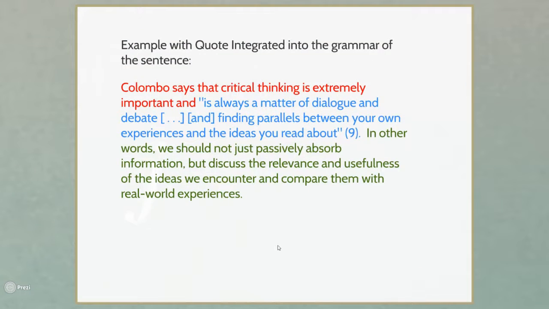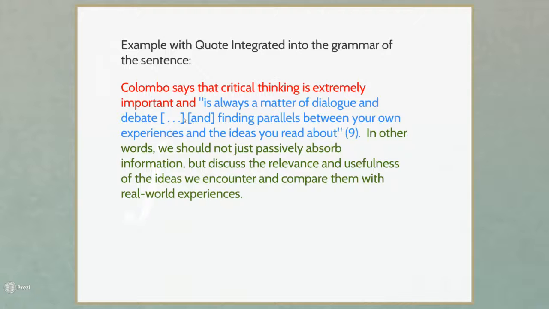Okay, one more example. This is where we integrated the quote into the grammar of a sentence. So the introduction and integration steps occur in one move here. Colombo says that critical thinking is extremely important and is always a matter of dialogue and debate and finding parallels between your own experiences and the ideas you read about. So the red text here is the introduction and integration. We're providing some background. Colombo's talking about critical thinking and how important it is, and we've pulled the quote to the end of that sentence. The blue obviously is the quote itself, and we had to tinker a bit with the language to make the quote read smoothly with the surrounding passages.